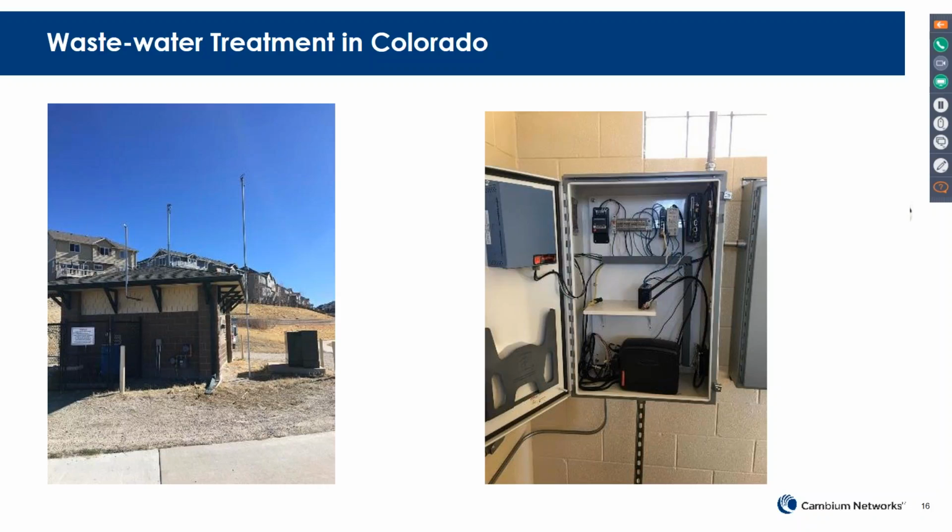And you can actually have some other I/O devices in the enclosure. So this is what it looks like on the left-hand side: the house where we have the cnReach installed, and you can see that the Yagi antenna is on the rooftop, sticking out. So that's another use case in wastewater treatment in Colorado.